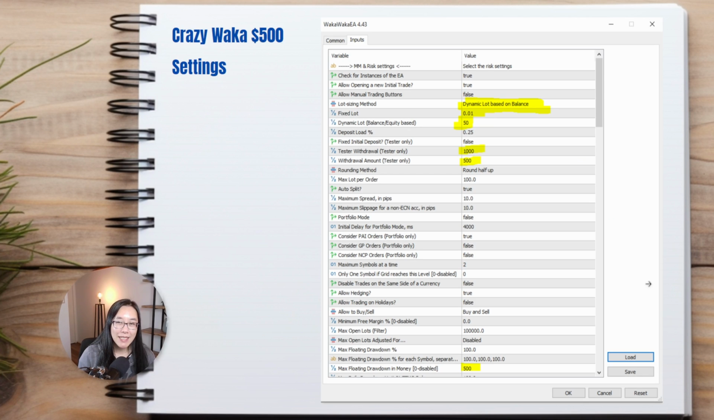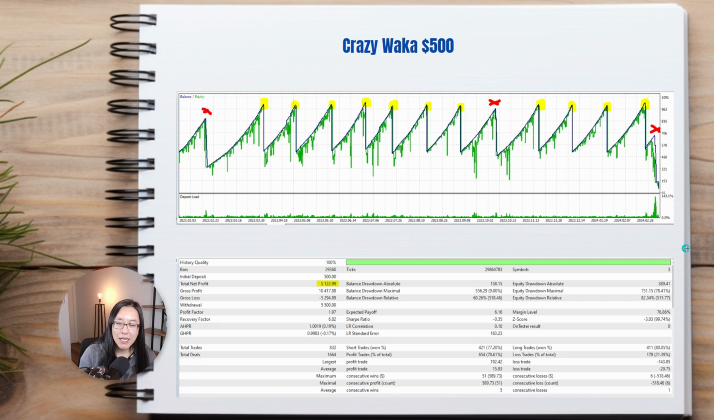Here I'm testing on IC Markets MT5, and I'm trading very aggressively at 0.01 lots per $50. To test this idea, I've highlighted the key settings in yellow. You've got dynamic lots based on balance, 0.01 for every $50. Tester will draw $1,000 and we're withdrawing $500. And at the bottom, max floating drawdown is $500. And here are the screenshots I took earlier of my backtesting.